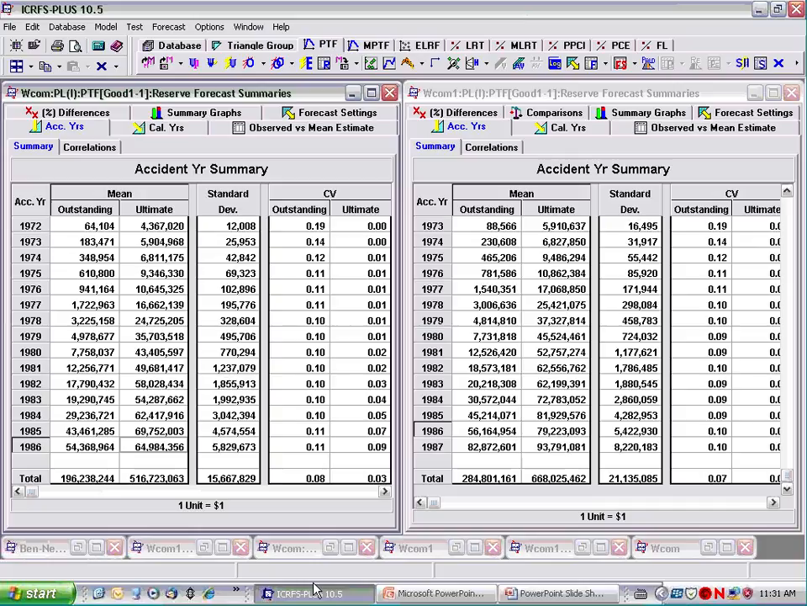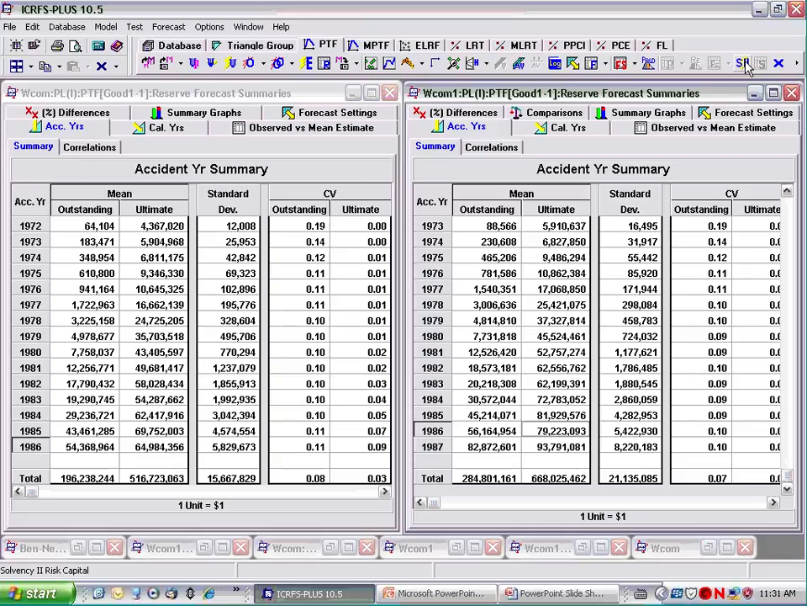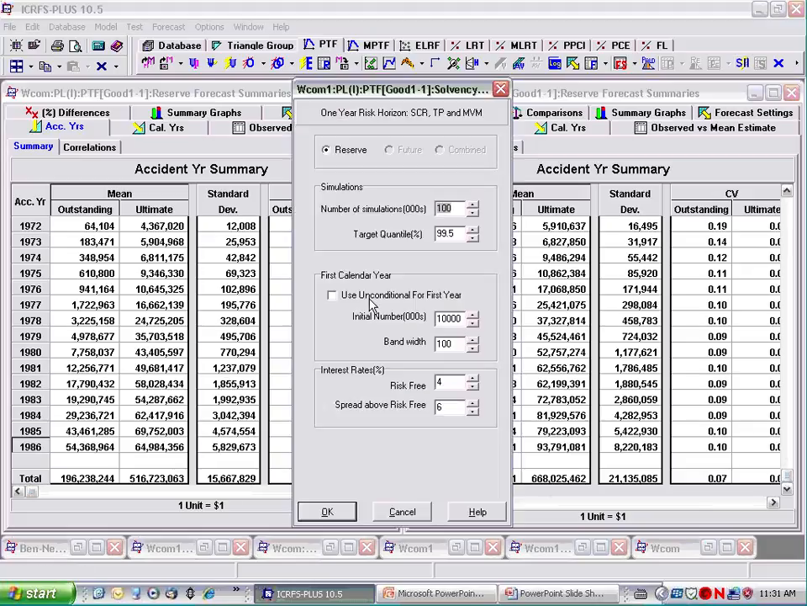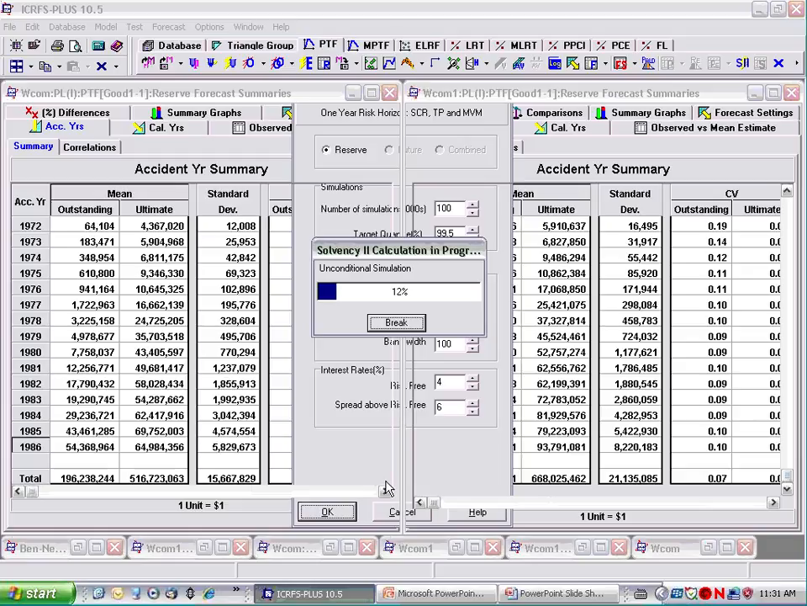If I make the trend much lower, then of course I'll get much lower answers. So the only way you're going to get consistent answers, do we have the SCR for that? We do. What about for that? We don't. Why don't we do the Solvency II calculations now? And then I'll get very different answers because our assumptions are inconsistent now.